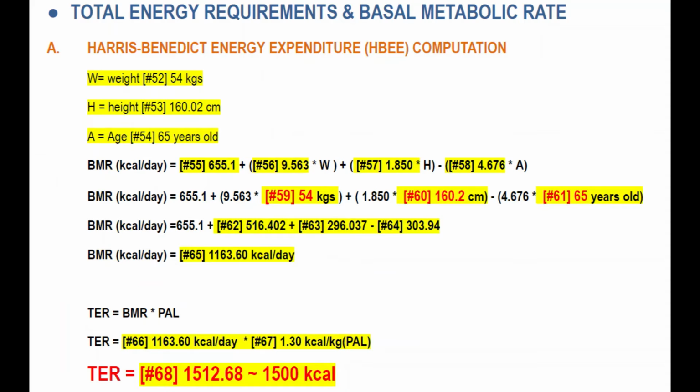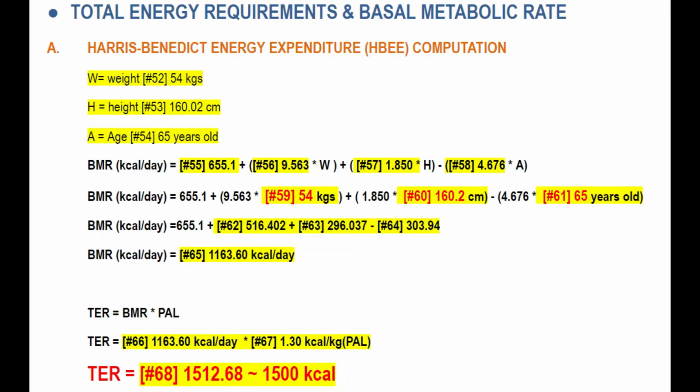So for the TER, or the total energy requirements, and basal metabolic rate, using the Harris-Benedict equation, or the HBE computation. So the weight is 54 kilograms, the height is 162.02 centimeters, and the age is 65 years old. So the BMR, or the kcal per day, is 655.1 plus 9.563 times the weight, plus 1.850 times the height, minus 4.676 times the age.